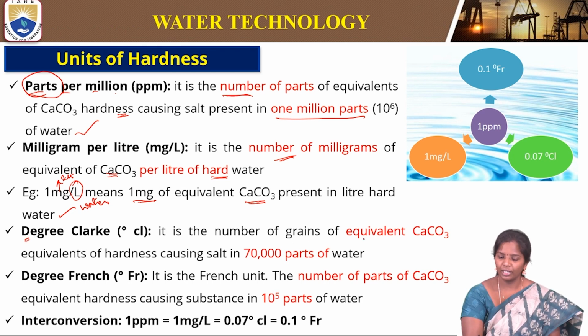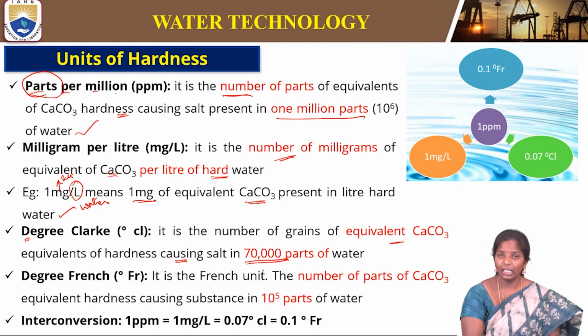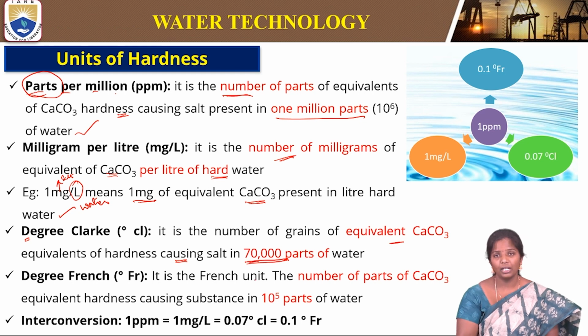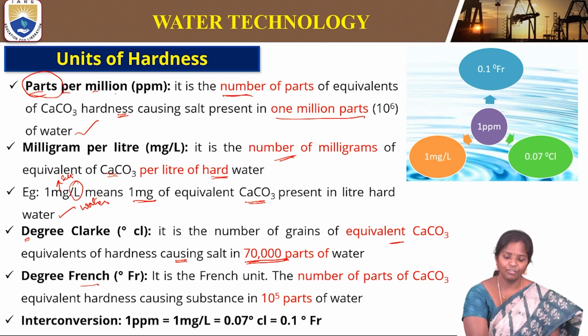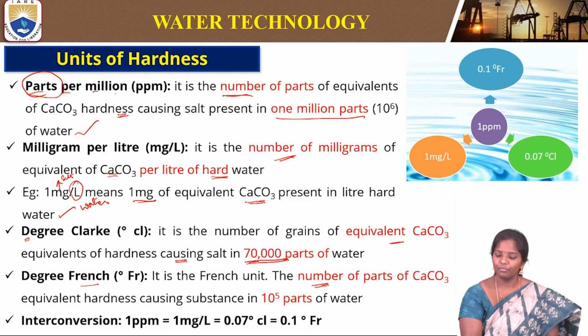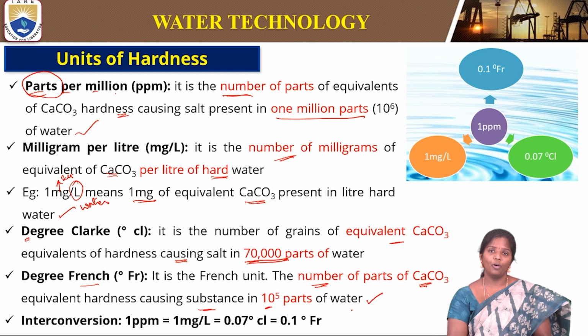Then the other one is the degree Clark. It is the number of grains of equivalence of calcium carbonate causing salt in 70,000 parts of water. So when we take it for 1 million, it is ppm. When we take it for 70,000 parts of water, then it is called degree Clark. The other unit is the degree French. It is the number of parts of calcium carbonate equivalent hardness causing substance in 10 to the power 5 parts of water. So this is the other form of expression.